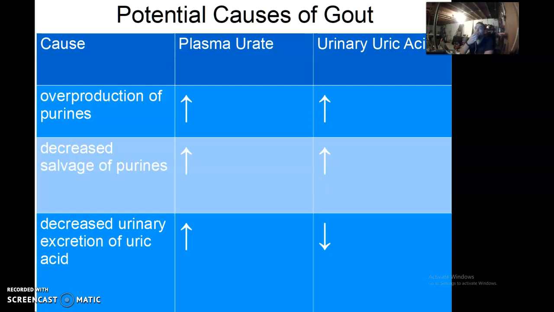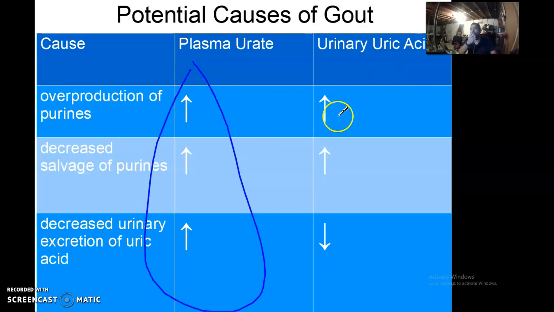So here are the potential causes of gout that we are going to look at: overproduction of purine, decreased salvage of purine, and decreased urinary excretion of uric acid. When we look at these findings with our lab findings earlier, we saw that our plasma urate was elevated, and all of them are going to have an elevated plasma urate. But with an overproduction of purines or a decreased salvage of purines, there's going to be increased urinary uric acid, as long as the kidneys can put it out.